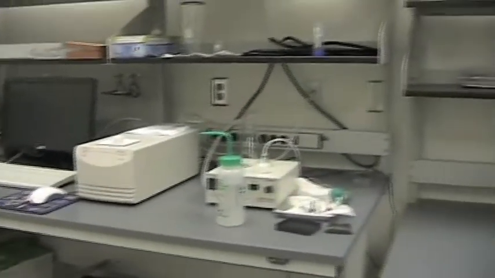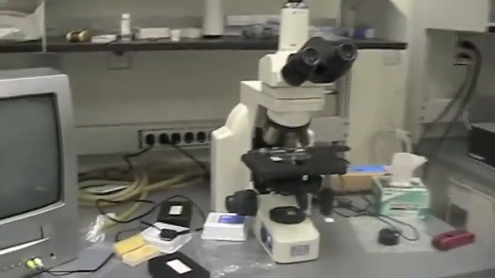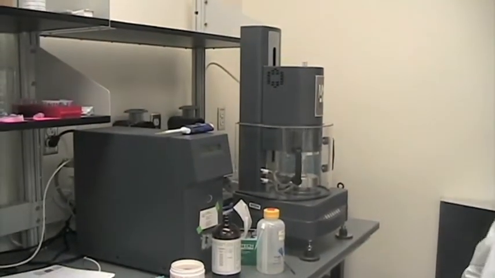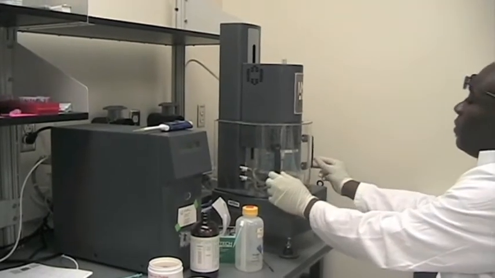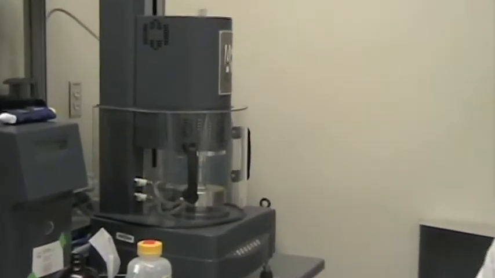We also use microscopes and then a rheometer. Rheometer is used to measure the viscosity of the gels that the peptides are used to make. And that is the machine right there, the rheometer, which is used to measure the viscosity.